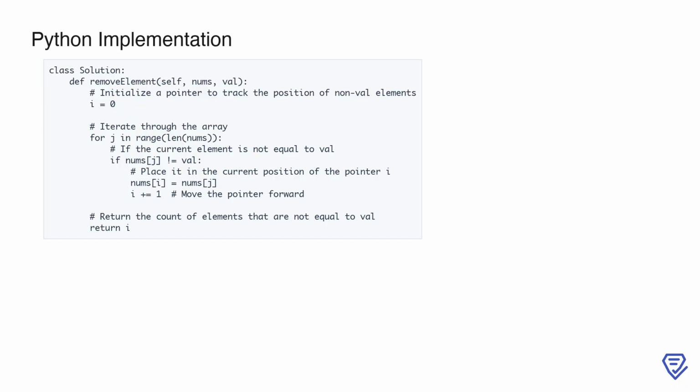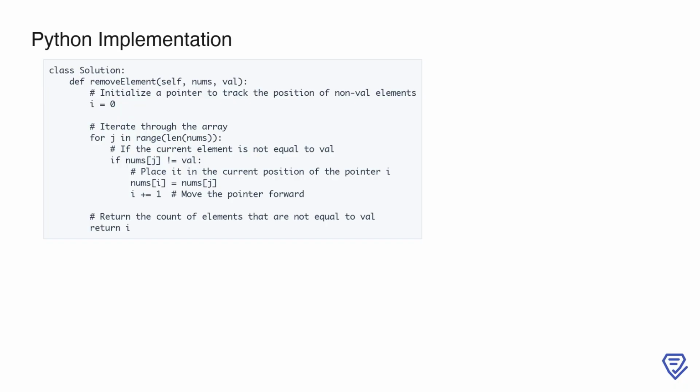The function removeElement is part of the Solution class. It initializes a pointer i to track the position where the next non-val element should be placed. The algorithm then iterates through the array using a for loop with the index j. For each element in nums, the algorithm checks if the current element, nums[j], is not equal to val. If this condition is true, the element is moved to the position indicated by pointer i. After placing the element, pointer i is incremented to prepare for the next non-val element. If the current element is equal to val, no action is taken, and the pointer remains unchanged.